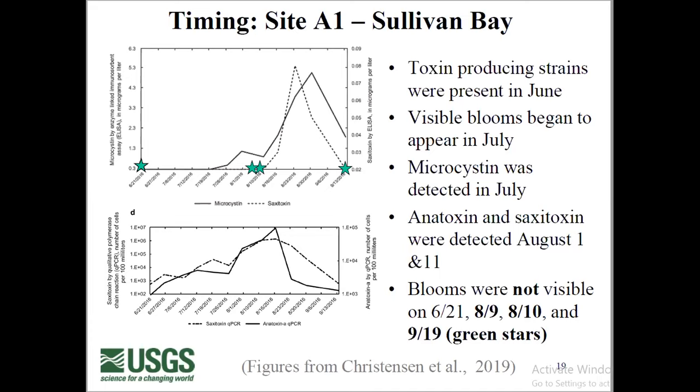But what I had the field personnel do is mark on the field sheets the severity of the bloom on a scale of 0 to 4. And for most of the summer, it was a 1, so it wasn't a very severe summer in terms of algal blooms. But there were 4 dates when it was a 0, and those are marked with the green stars. And on 3 of those 4 dates, we had microcystin concentrations that exceeded water quality guidelines. So the answer to that question is yes, it is possible for cyanotoxins to be present when there are no visible blooms.